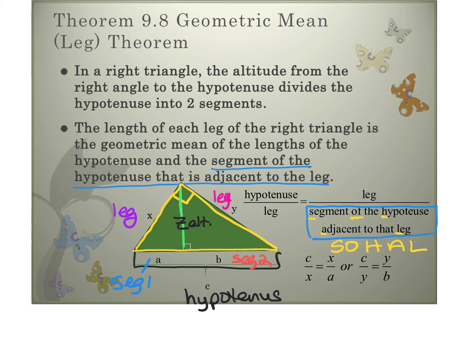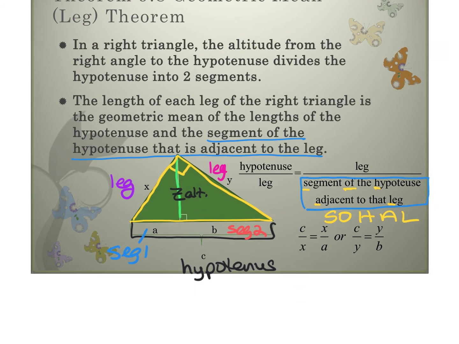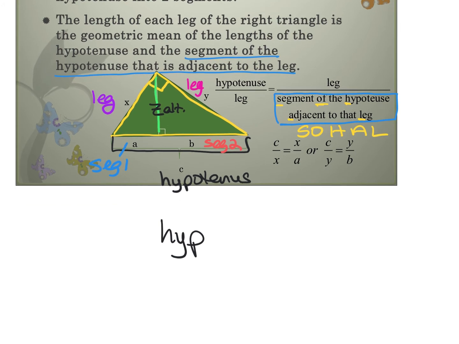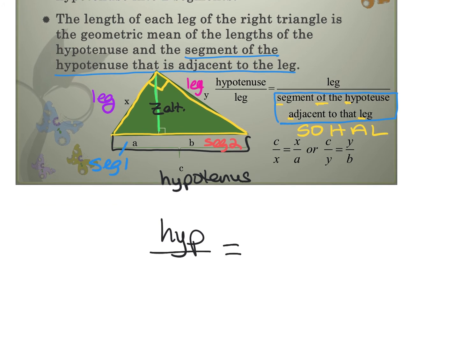So now that I've identified all of the pieces here, I can show you how it's going to tie in to the proportion. So again, the proportion, we're going to take the hypotenuse. We're going to do 2 of them. I'm going to do 1 for the purple leg and 1 for the pink leg. So the top of the fraction here is the hypotenuse on both.